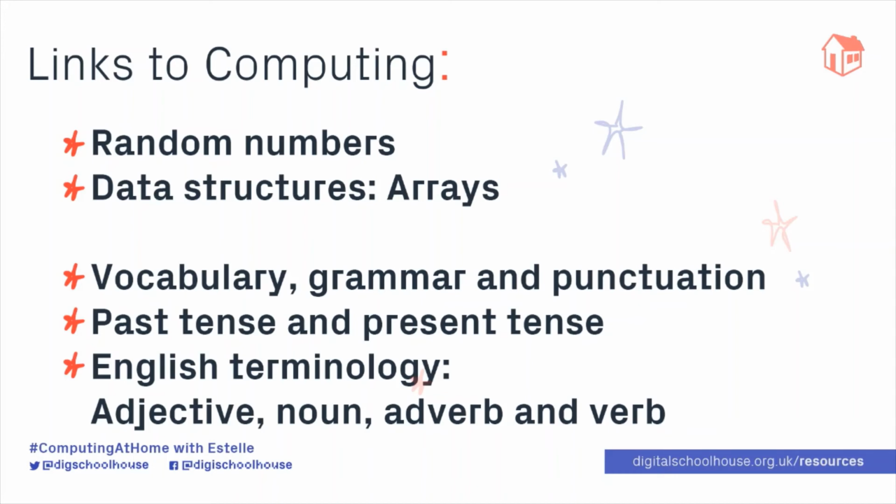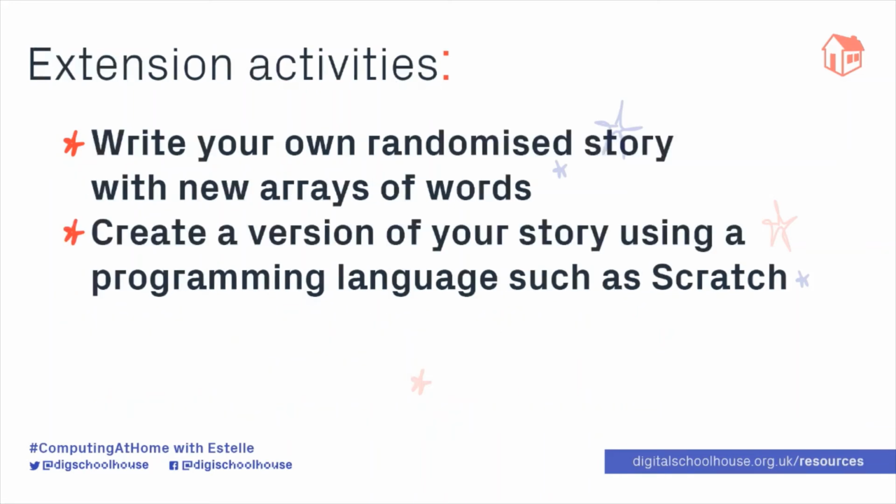We've also looked at some English skills. We've looked at your vocabulary, grammar and punctuation because you had to think about whether or not your story made sense. We've thought about past tense and present tense. Again, your words had to be appropriate for the tense that was being used in the story. And we've used some English terminology and hopefully helped you brush up on your understanding of adjectives, nouns, adverbs and verbs. If you've enjoyed this activity, here's some ideas of ways that you can extend it further.